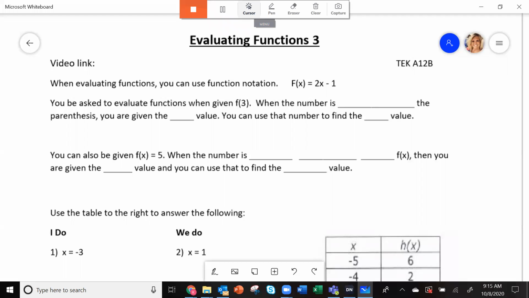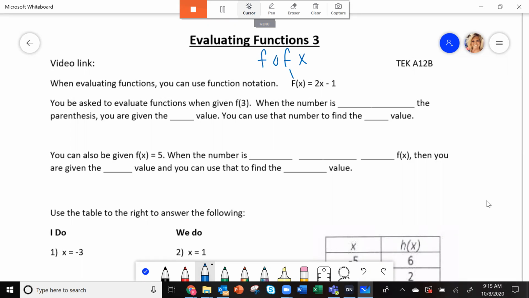All right. So right here, this is what you need to be looking at. This is talking about evaluating functions. When you are evaluating functions, we're going to be practicing with what's called function notation. Function notation has this f parentheses x. That f parentheses x, the way you say it is f of x. f of x equals 2x minus 1.